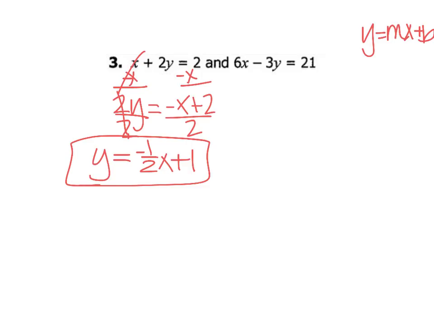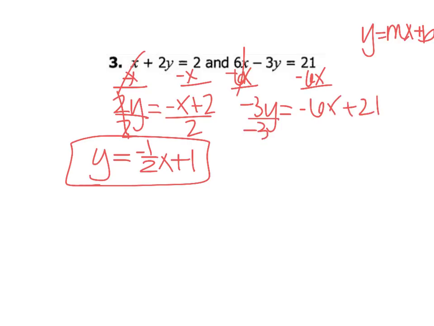Then over here on the right, we want to subtract 6x from both sides because our goal is to get y by itself, so it's in slope-intercept form. We get negative 3y equals negative 6x plus 21. Divide both sides by negative 3. So these will cancel out. We're left with y equals positive 2x minus 7.